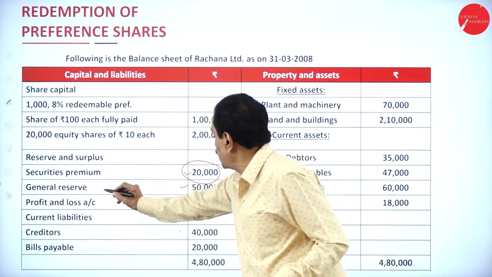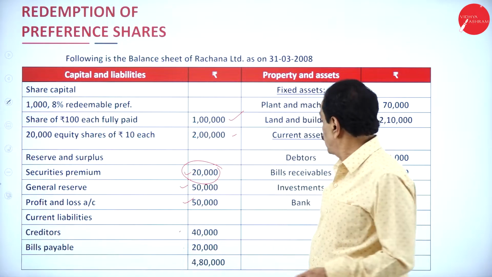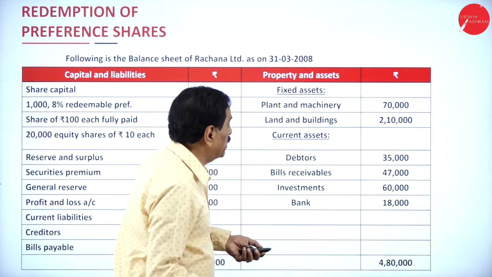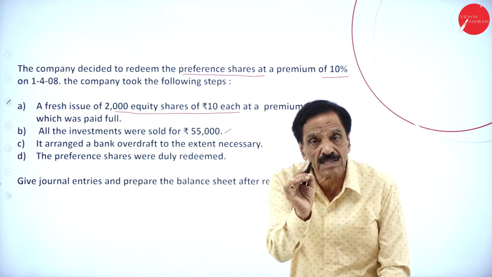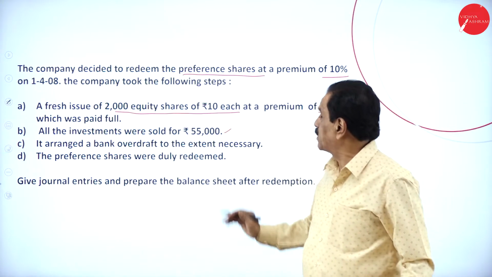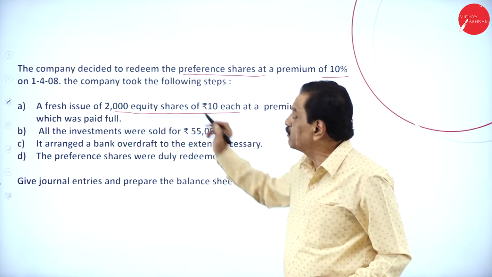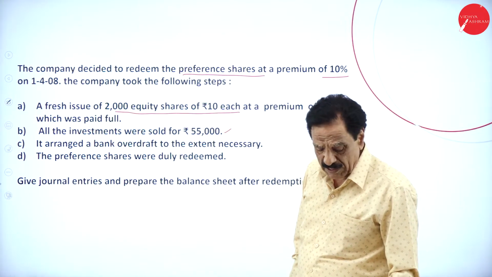Here, your general reserve is 50,000, your P&L account is 50,000, but what's your investment value? 60,000, which has been sold for 55,000 at a loss of 5,000. We'll pass the entry and see how much will come. What is the first one? Shares are issued. How many shares are issued? 2,000 shares are issued. We'll go one by one.